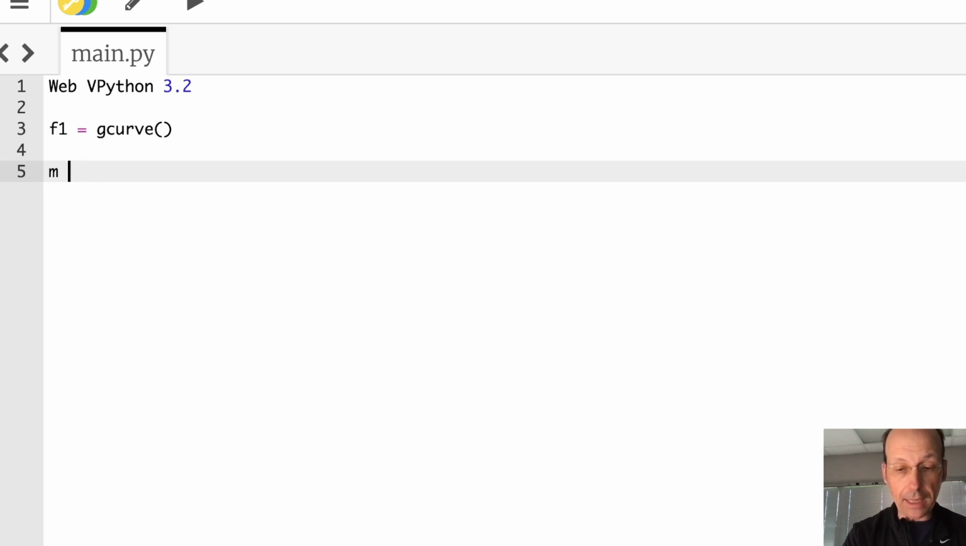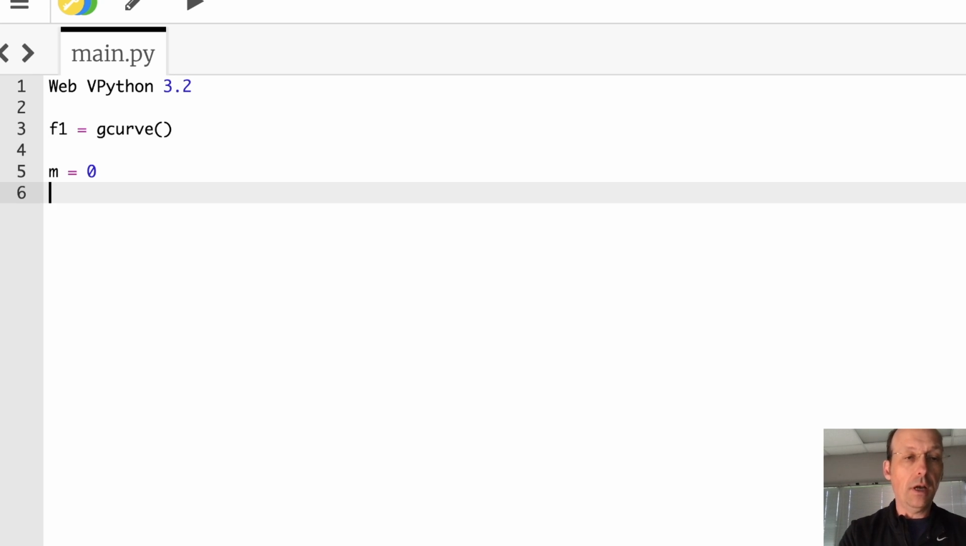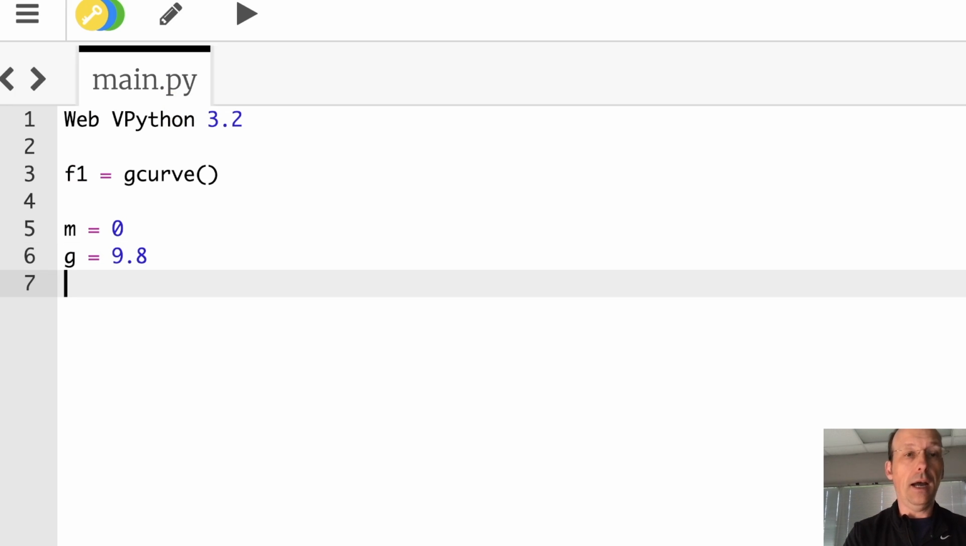So I need a mass. Mass equals 0. I need G. Make that a little bit bigger. I need R. I would normally start, what's my initial conditions for R and theta? And then P, R, and P theta. I mean, R is easy. I want to start at the origin. And then theta is undefined, right?